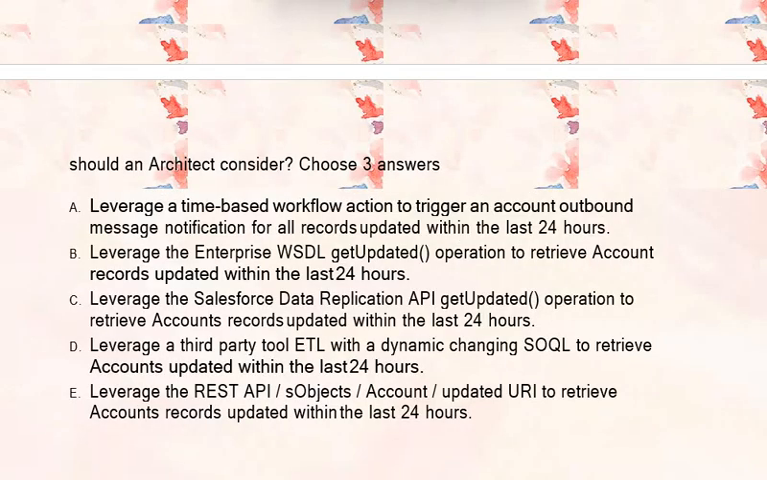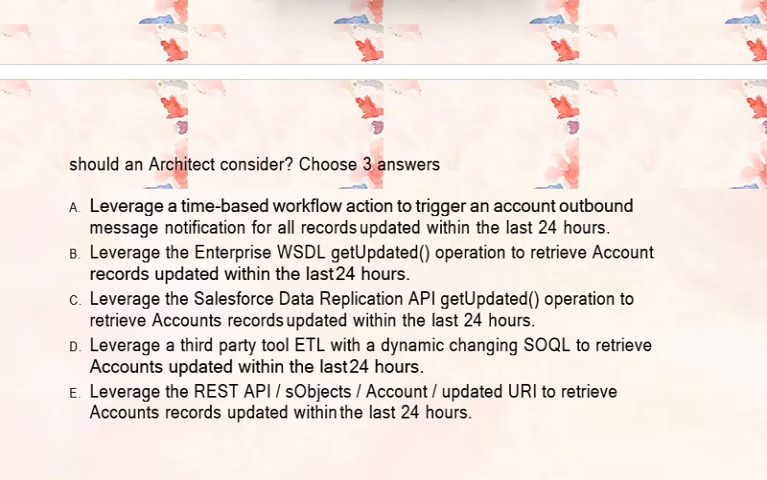Option A: Leverage a time-based workflow action to trigger an account outbound message notification for all accounts updated within the last 24 hours. Option B: Leverage the enterprise WSDL getUpdated operation to retrieve account records updated within the last 24 hours. Option C: Leverage the Salesforce data replication API getUpdated operation to retrieve account records updated within the last 24 hours.